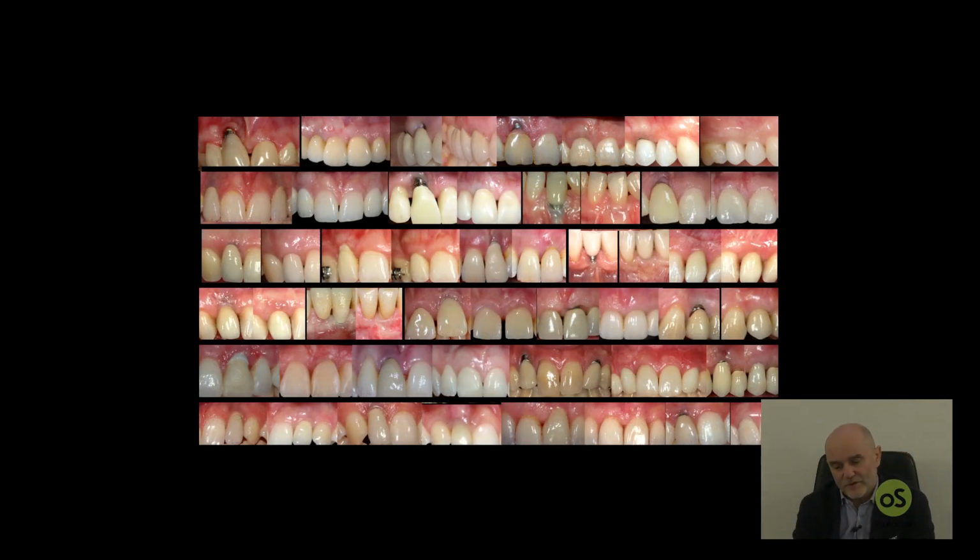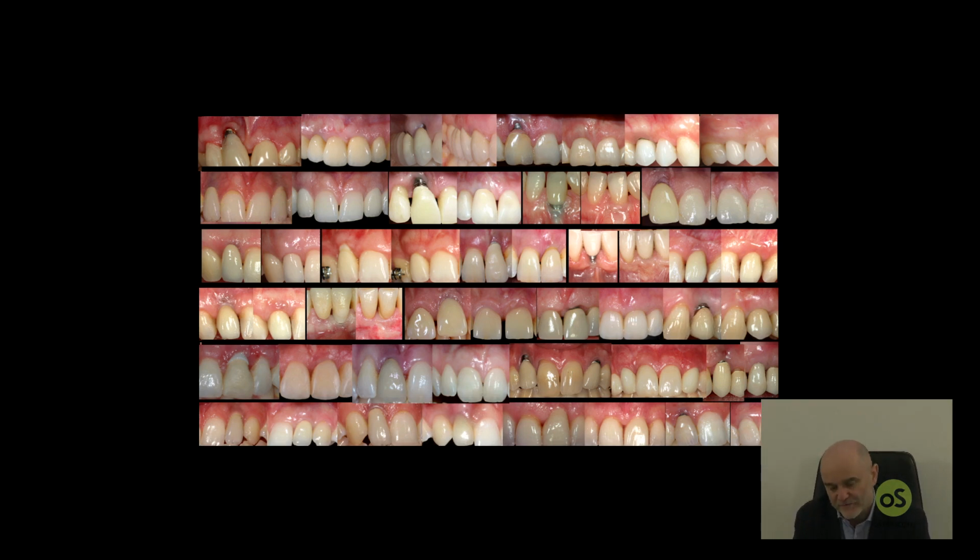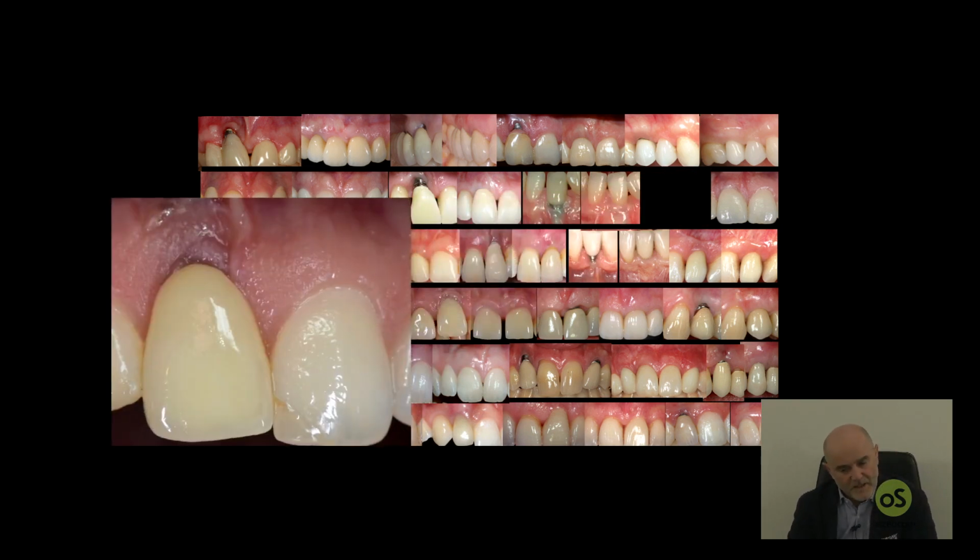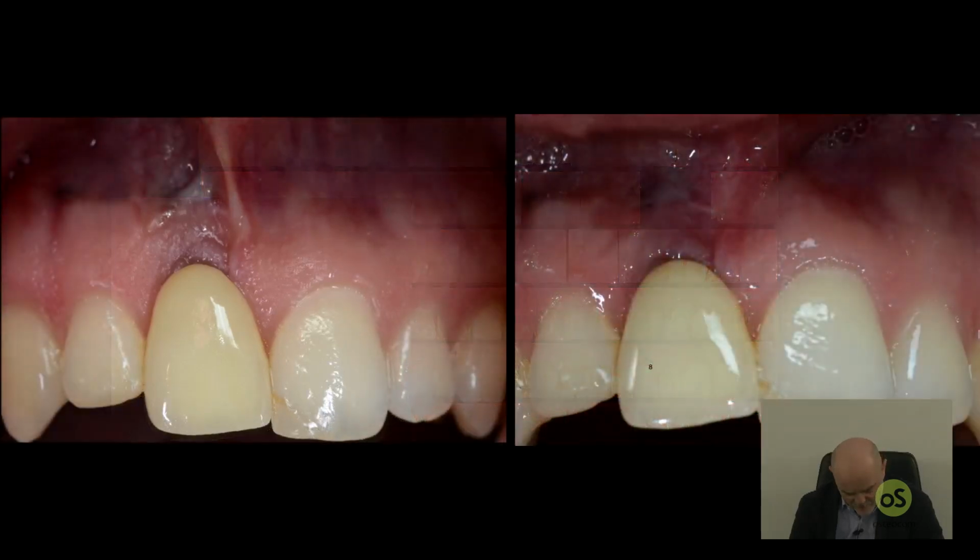But as I'm going to share with you, this is not only a simple surgical procedure that can be made, but a much more complex treatment. So we can start with one of these clinical cases.